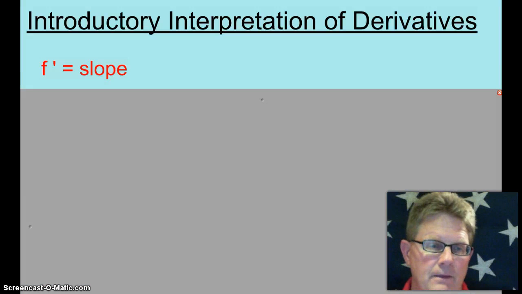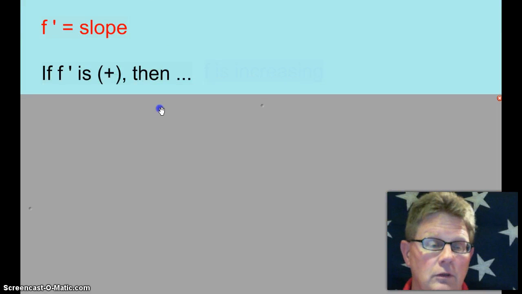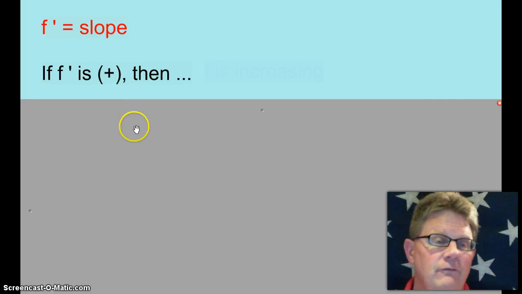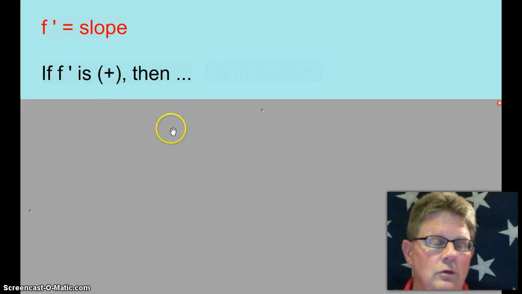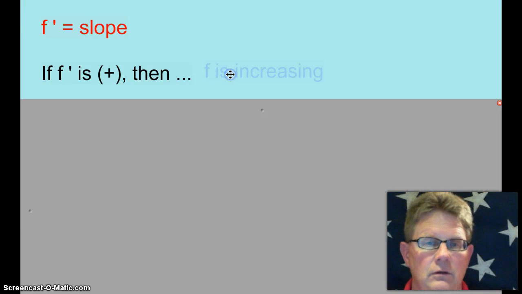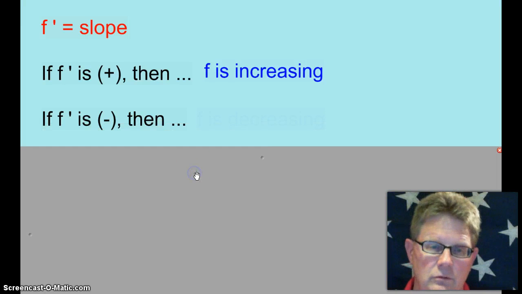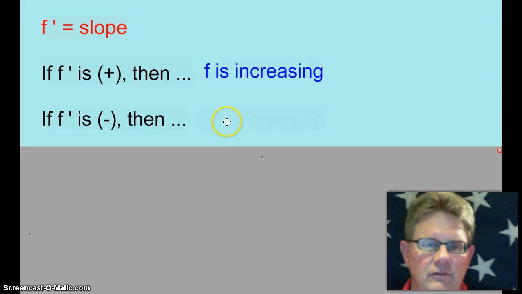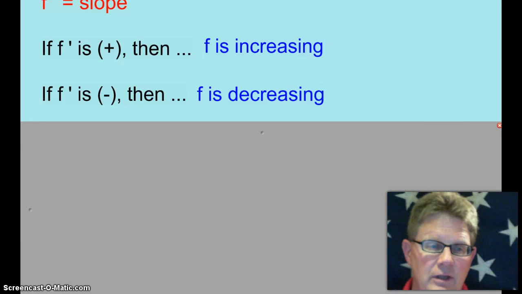or f prime. F prime describes the slope, right? The derivative describes the slope. So if the slope is positive, if the derivative f prime is positive, what's happening to f? F is increasing. How about if the derivative, the slope, is negative? Then f would be decreasing because it's going downhill.